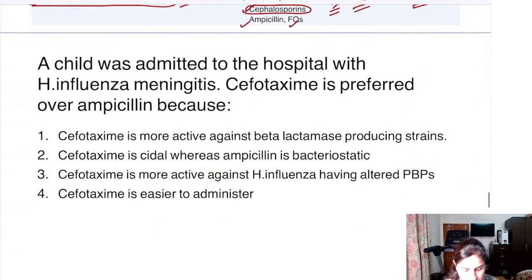Now, coming to the next question which was there, a child was admitted to the hospital with H. influenza meningitis. Cefotaxime is preferred over ampicillin here because cefotaxime is more active against beta-lactamase producing strains. Cefotaxime is cidal, whereas ampicillin is bacteriostatic. Cefotaxime is more active against H. influenza, having altered penicillin binding proteins, or cefotaxime is easier to administer. What is the correct option?